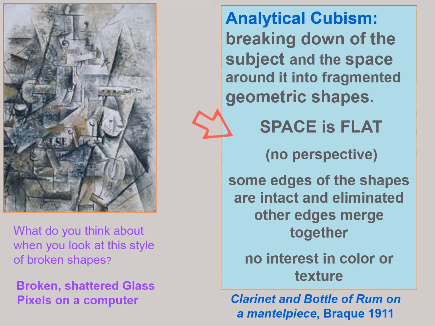One type of Cubism is analytical Cubism. This is where the artist would break down the subject into fragmented geometric shapes. The space that they portrayed was flat. There was no perspective, no depth within the painting.